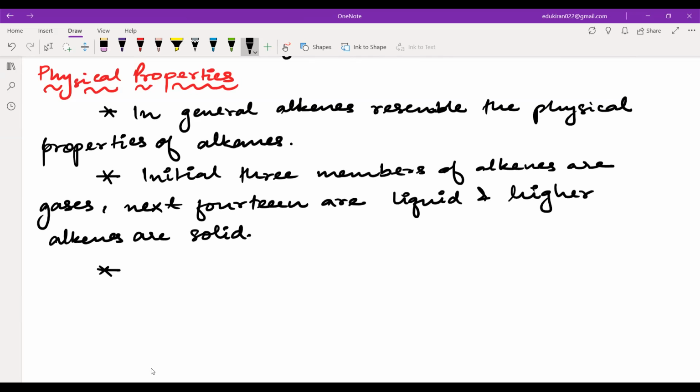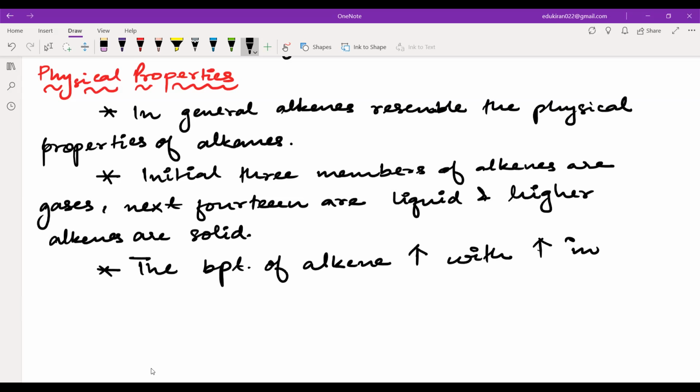Okay. Now it has the same trend. Like for example, the boiling point of alkene increases with increase in number of carbons.